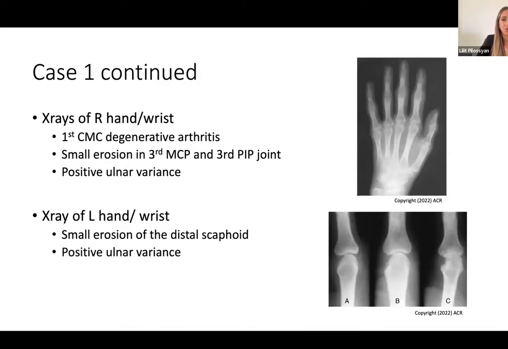X-rays of his hands show the right hand had degenerative first CMC arthritis. He does have small erosions in his 3rd MCP and 3rd PIP joints and positive ulnar variance. His X-ray of his left hand and wrist showed a small erosion of the distal scaphoid. So these are not actually his radiographic images of his hands.